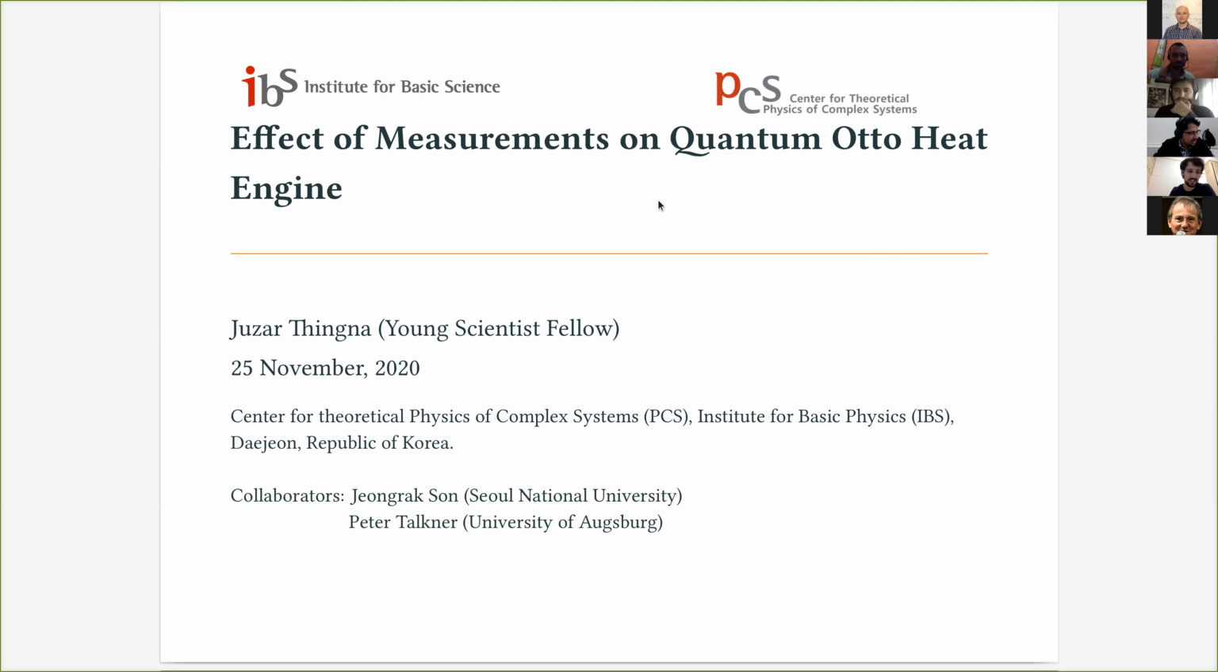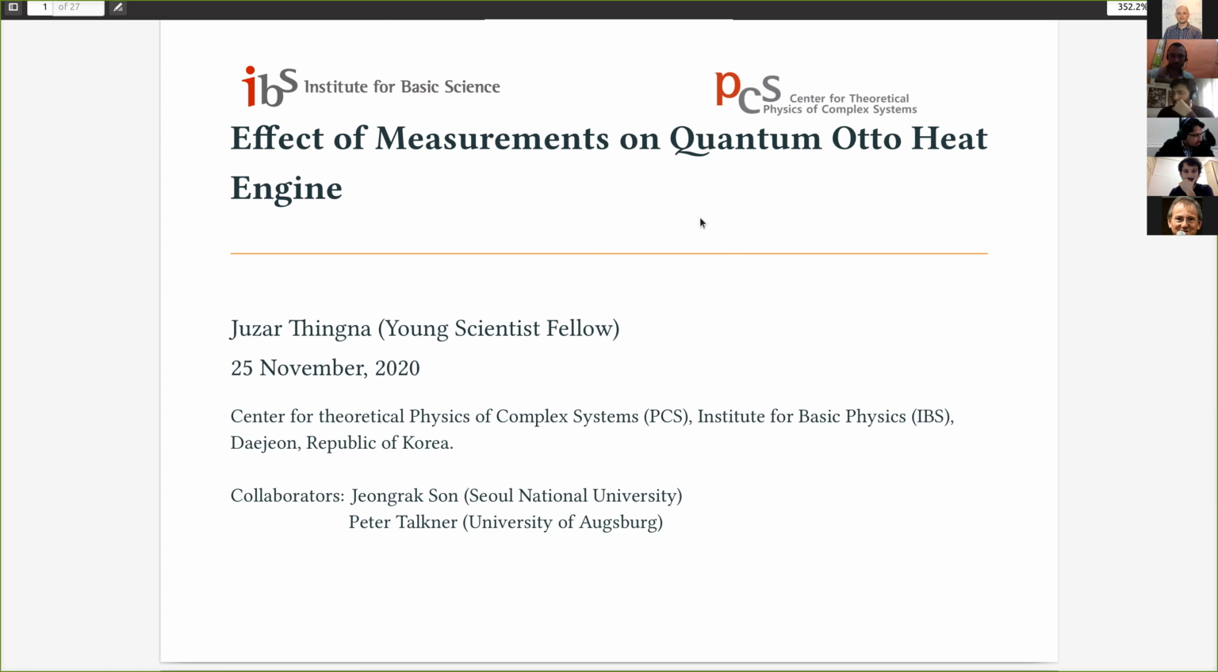And so just a little bit further, I'm from the Institute for Basic Science in Daejeon in South Korea. And what I'll be talking about is how measurements will affect the performance metrics of this quantum Otto heat engine. Now, this work was done in collaboration with Jung-Rok Son, who is an undergraduate at Seoul National University, and Peter Dockner at the University of Augsburg.